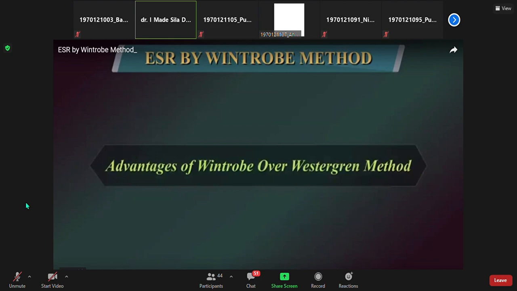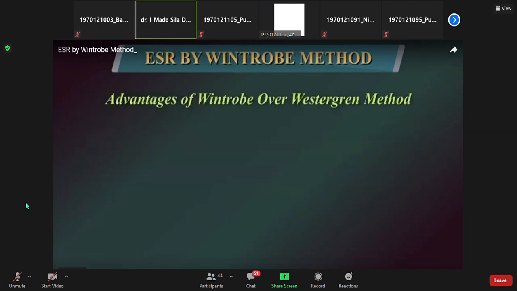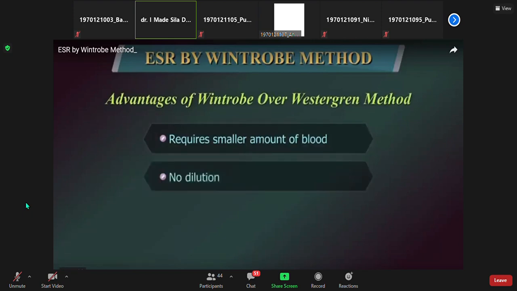Advantages of Winthrop over Westergren method. The Winthrop method requires a smaller amount of blood and involves no dilution.